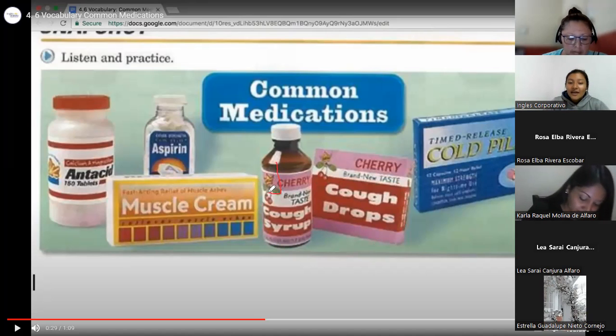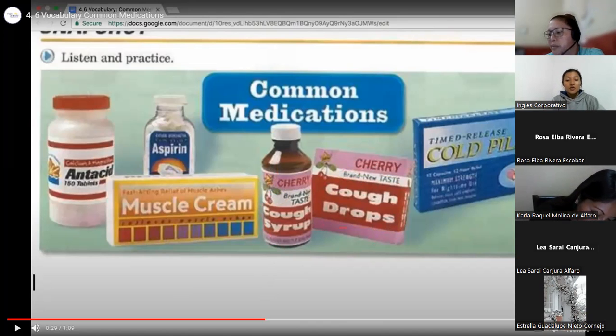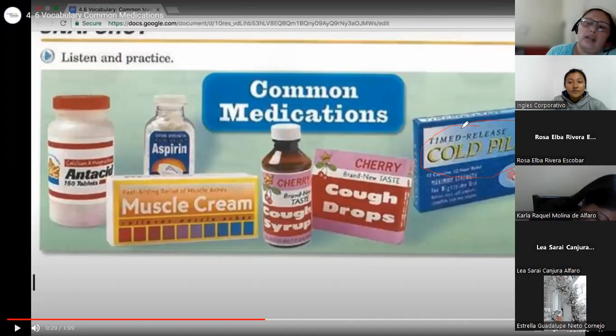This is jarabe, and we say jarabe as syrup, okay? And these ones, as Carlita said, are pastillas, right? So we can say drops, or you can also say pills, okay? So you have the two ways. You can say drops or pills. And there you go. The meaning is the same. Pastillas, right?